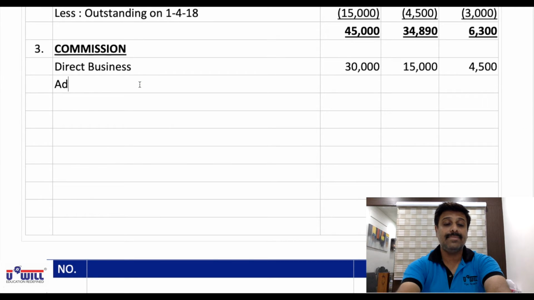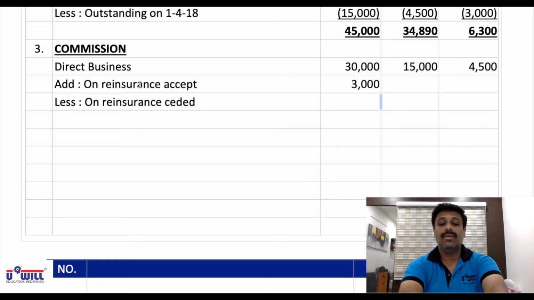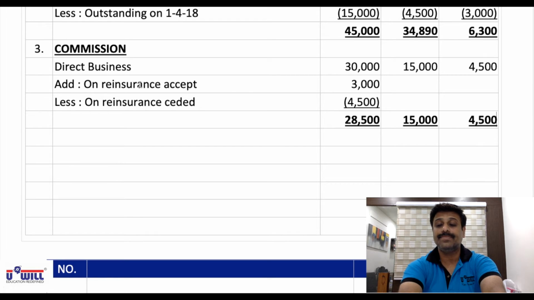So 3,000 of accepted we have to add only in fire column, less on reinsurance ceded we have to minus 4,500 only in fire column. So the total amount for all three would come to 30,000 plus 3,000, 33,000 minus 4,500, that would come to 28,500. Then 15,000 and 4,500.